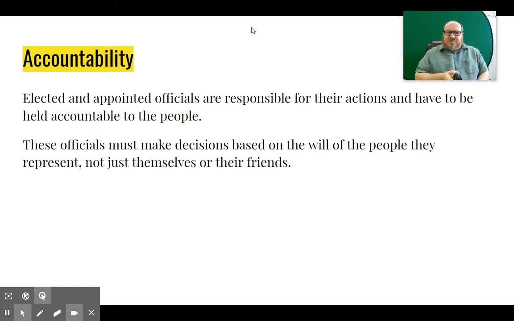So a lot of times officials make decisions that don't go along with the will of the people, and then they get reelected over and over again, and then people wonder why we have a corrupt system. Okay? So officials make decisions based on the will of the people that they represent, not just themselves and not just their friends. They have to vote on what the will of the people that they represent is. So if the people tell them to vote one way and they feel like they should vote another way, what's their accountability? Why are they even there? Who are they representing? They're representing themselves. They're not representing the people that elected them.